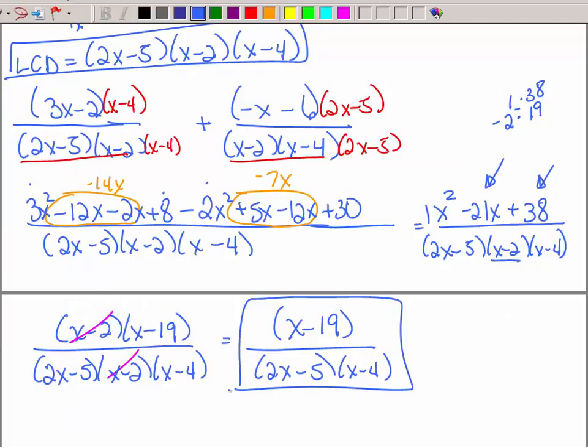So those last two problems are long. You just need to take your time and be careful.